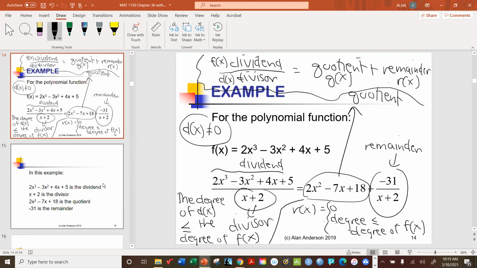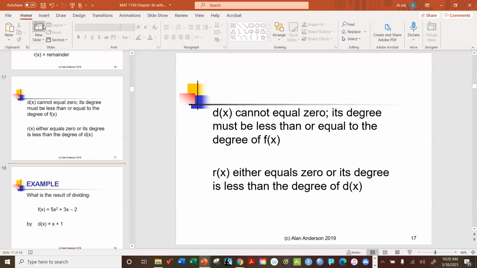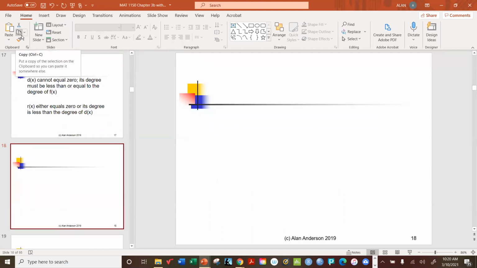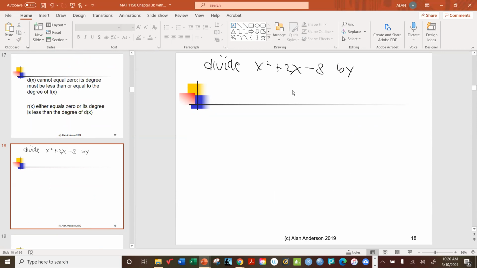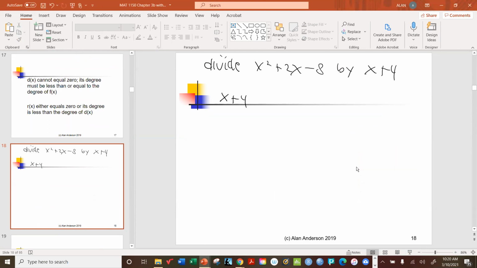All right, let's try another one, just so you can get some more practice with this. Let's divide x squared plus 2x minus 8 by, let's say, x plus 4, just to get a better feel for how this works. Okay, so here's how you'd set it up. We have x plus 4 dividing into x squared plus 2x minus 8. So we'll start with x.